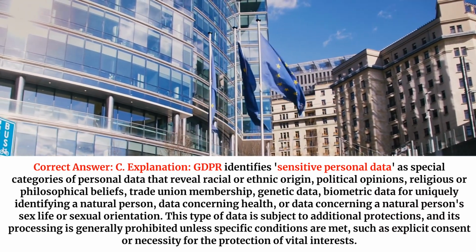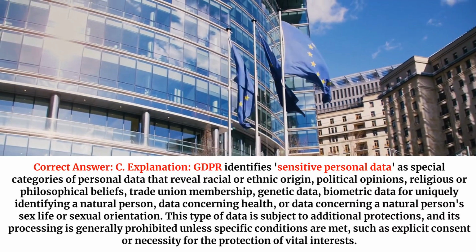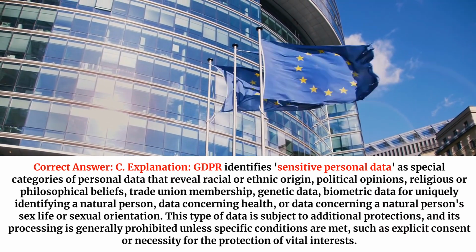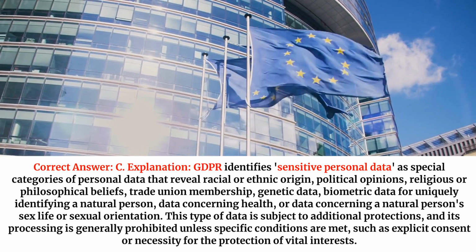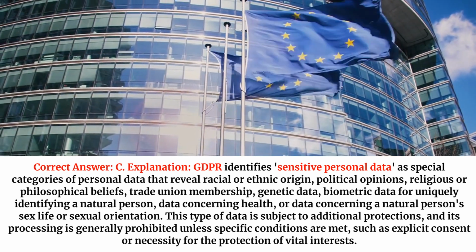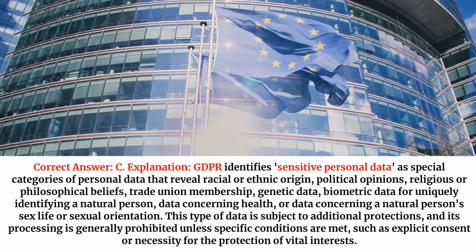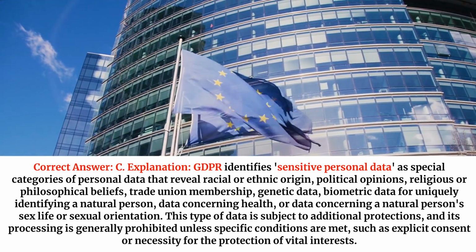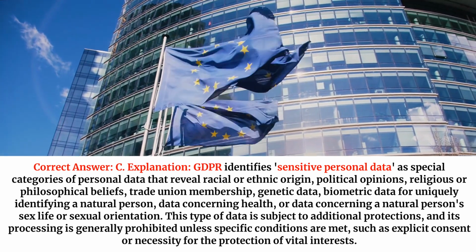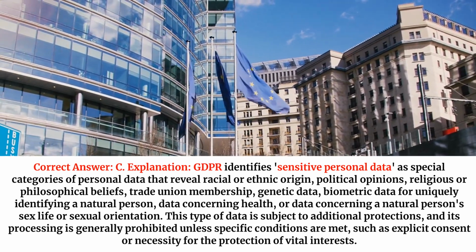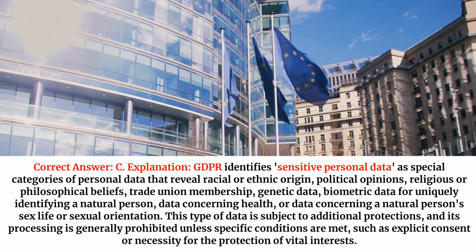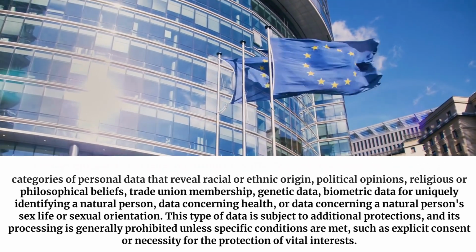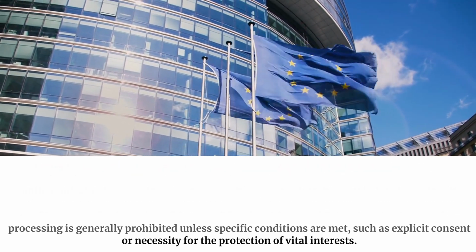Explanation: GDPR identifies sensitive personal data as special categories of personal data that reveal racial or ethnic origin, political opinions, religious or philosophical beliefs, trade union membership, genetic data, biometric data for uniquely identifying a natural person, data concerning health, or data concerning a natural person's sex life or sexual orientation. This type of data is subject to additional protections, and its processing is generally prohibited unless specific conditions are met, such as explicit consent or necessity for the protection of vital interests.